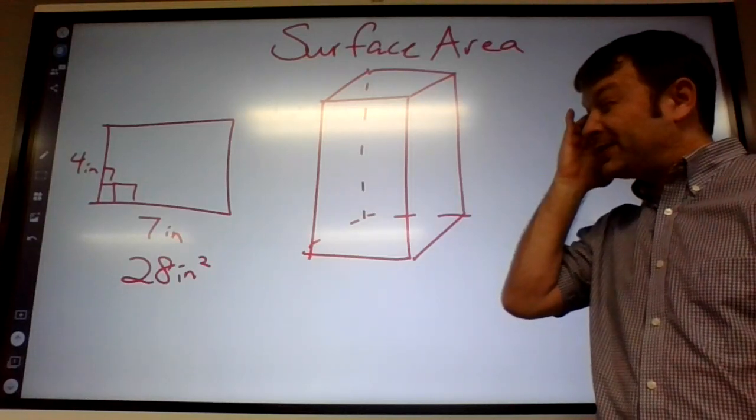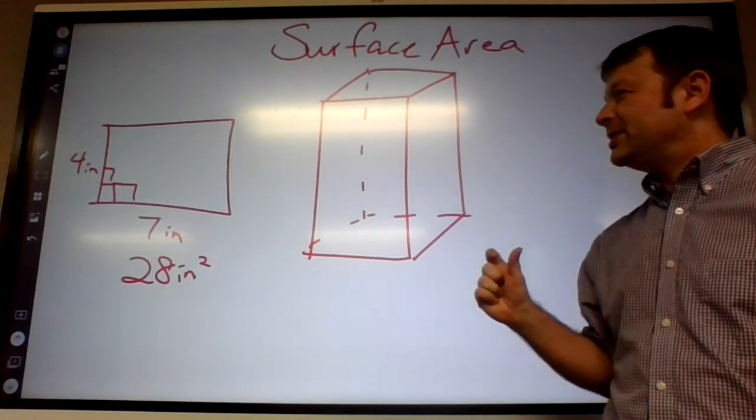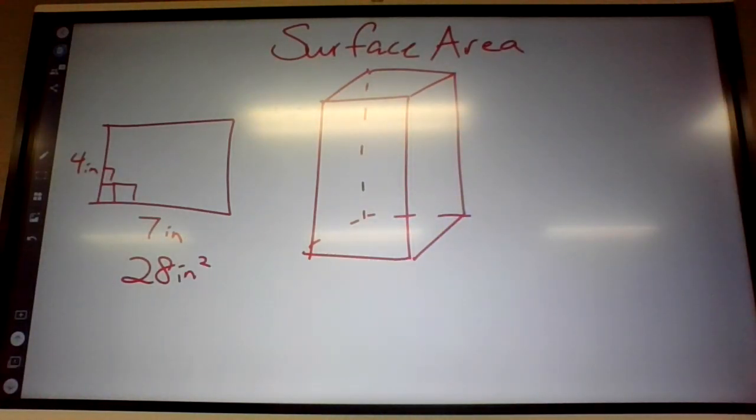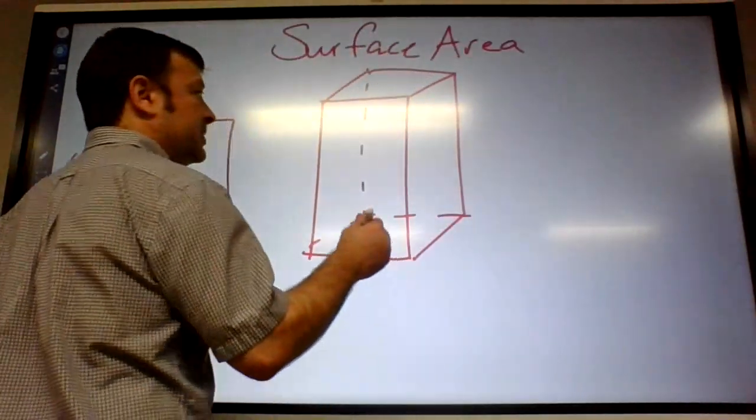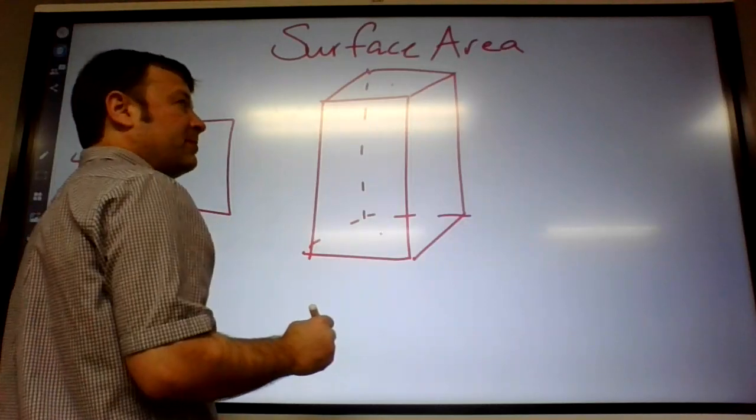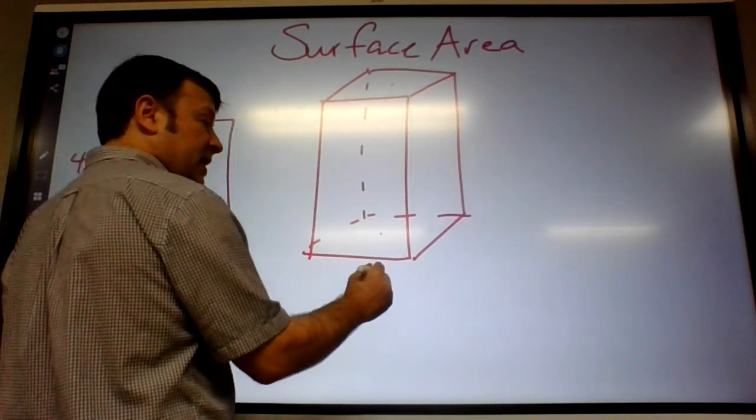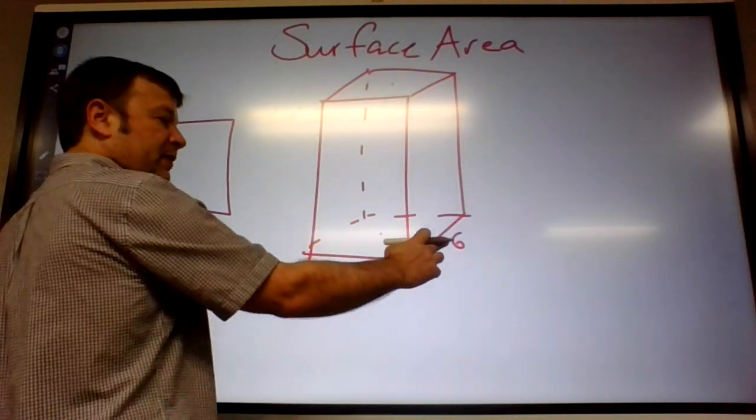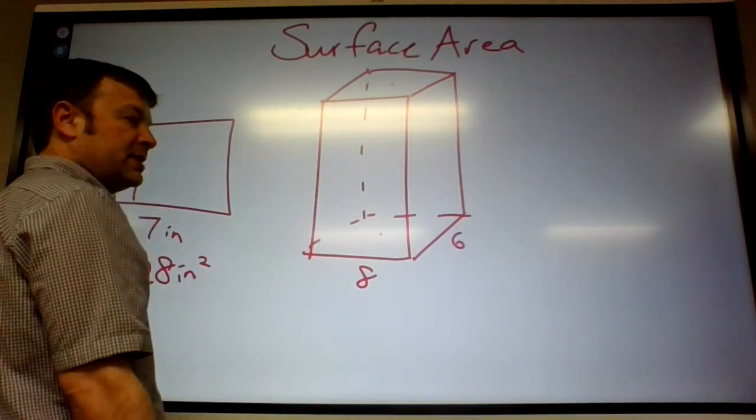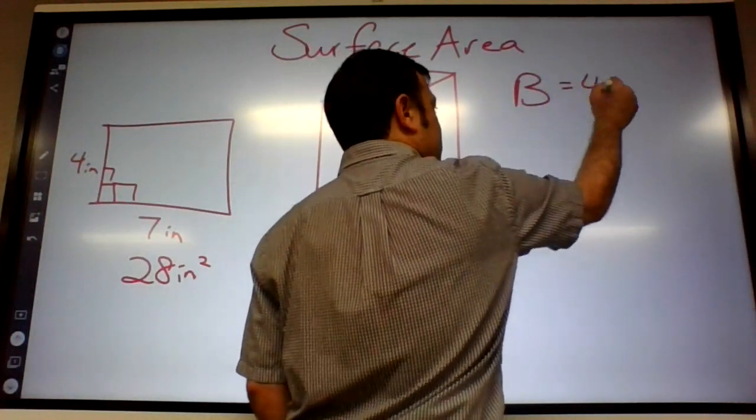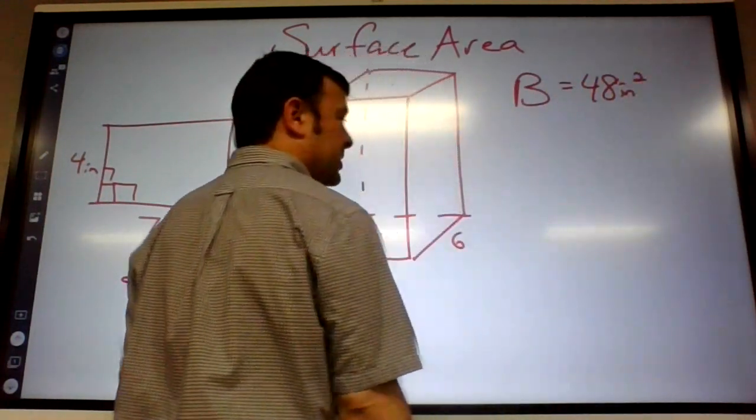But there are some tricks that are going to make it a little bit easier instead of just adding all of them together. One of the tricks for a prism is that the two bases are identical. So let's say this is an 8 by 6 rectangle on the bottom of this prism. What would the area of this base be? 8 times 6, 48. So the base area is 48, we'll say inches or something, just make it up.